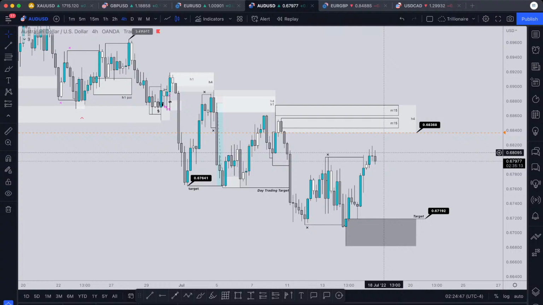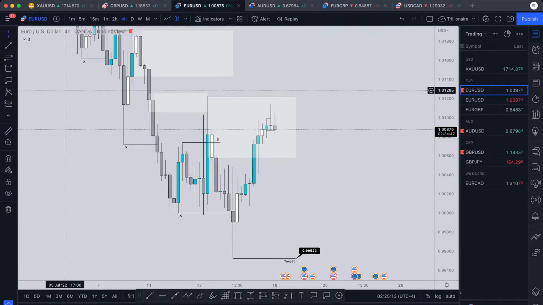But as it relates to a higher time frame trade, this is what I'm looking to get into, and my target is going to be 0.67192 for various reasons. So that's what I'm looking at for AUD USD. Let's go ahead and mark that up. And we'll go ahead and mark Euro USD up as well.